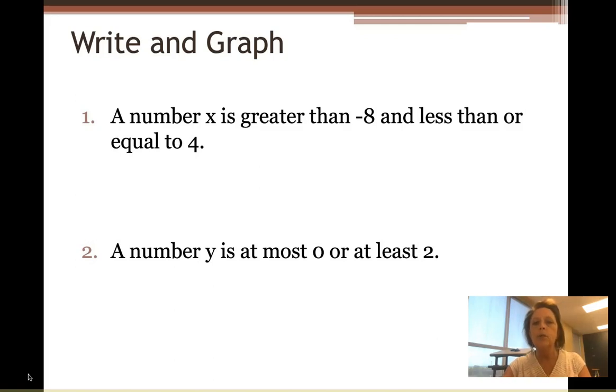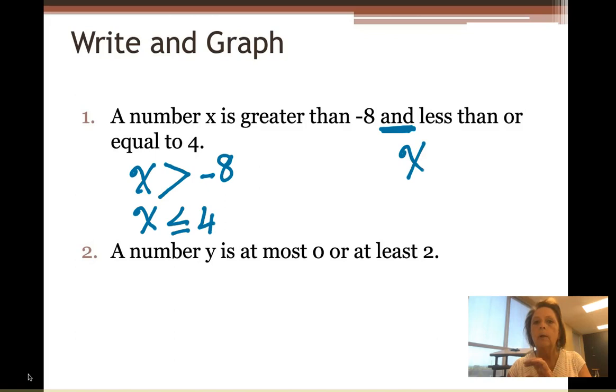A number x is greater than -8 and less than or equal to 4. Well, let's write our first one. x is greater than -8. Then we have another one, that x is less than or equal to 4. Now we know that this is an and. So if we're going to write this, we know that our x goes in the middle and our two numbers go on either side of it. So our smaller number is -8 and our larger number is 4.